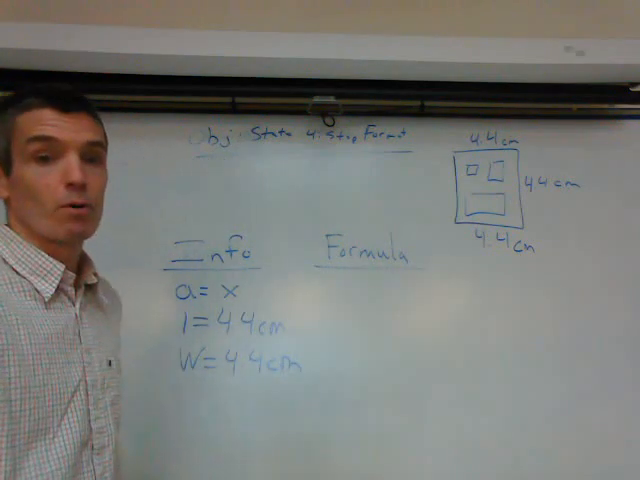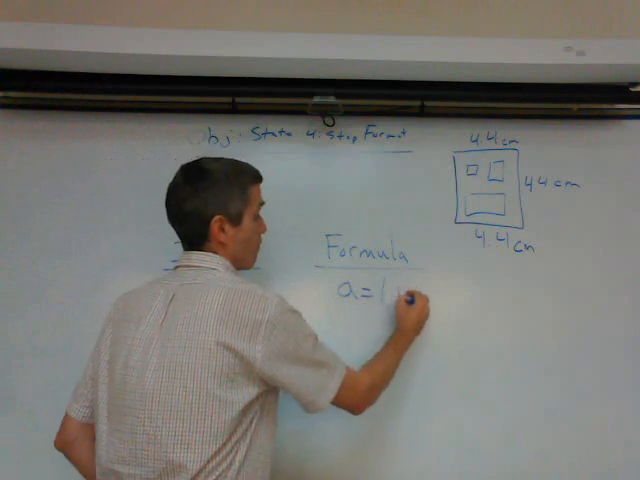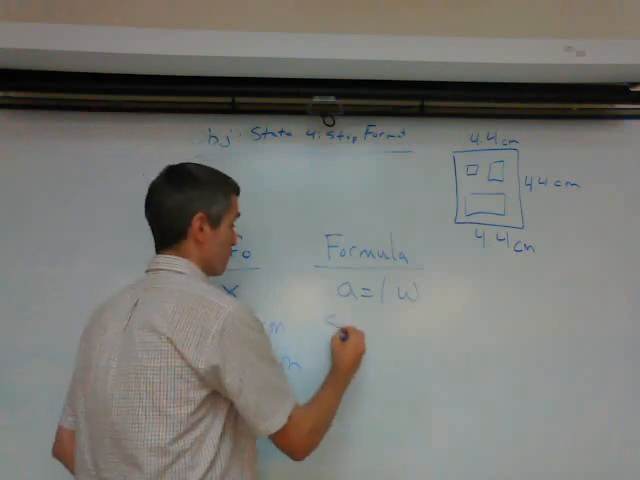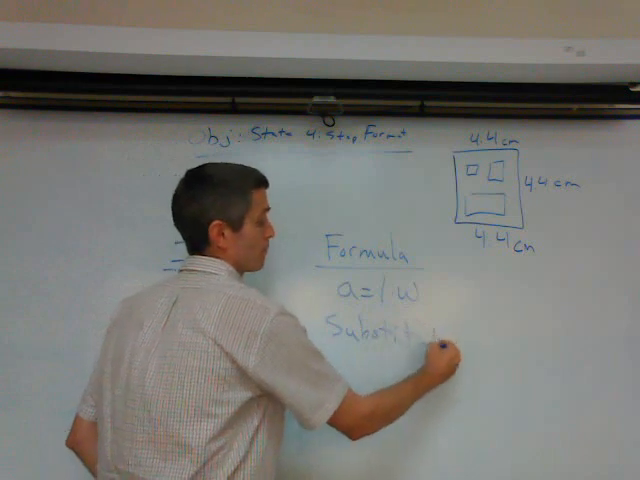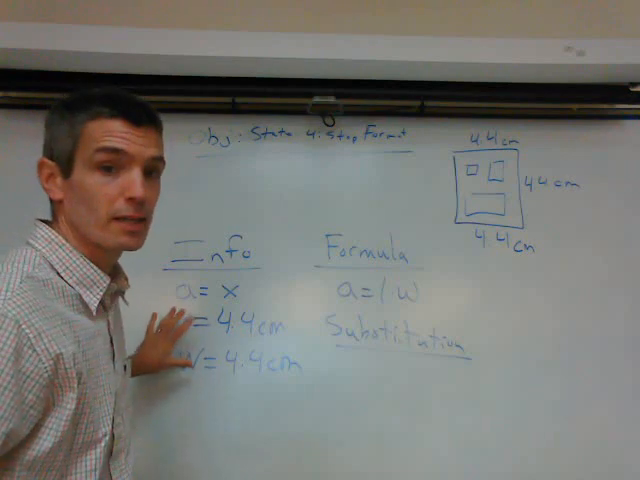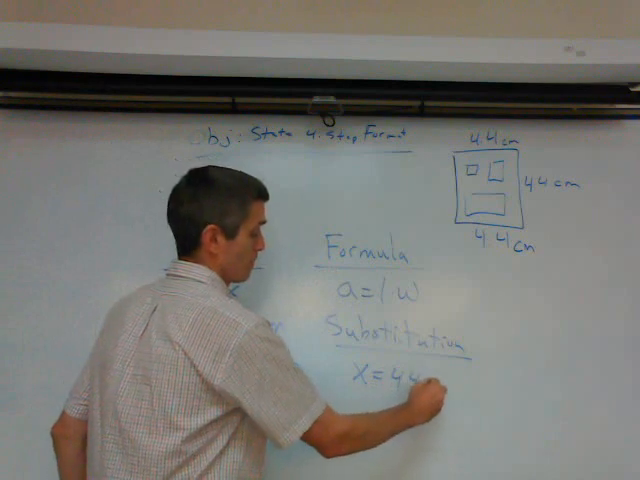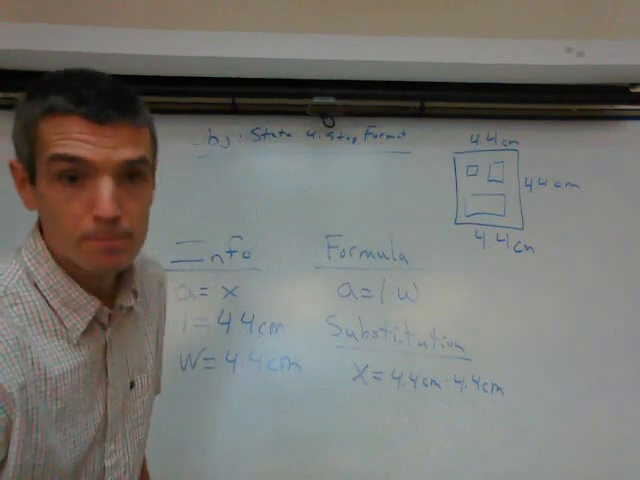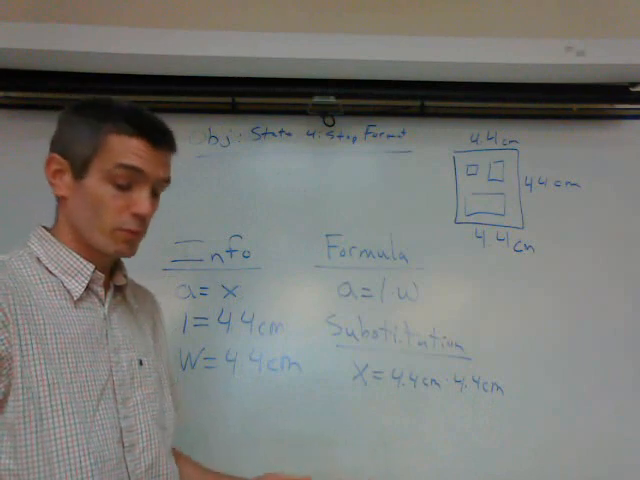The next step is my formula. And my formula is area is length times width. The next step is a substitution step. That's when I take this stuff and I plug it into the formula. So my area is equal to 4.4 times 4.4.